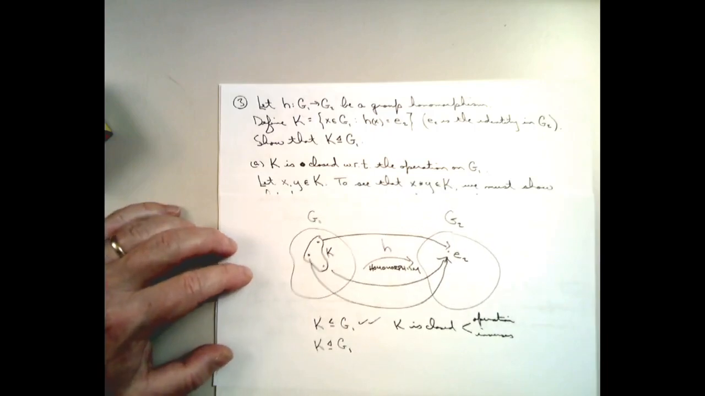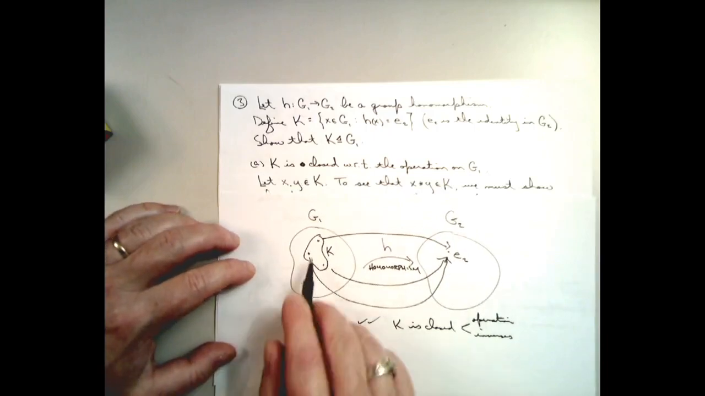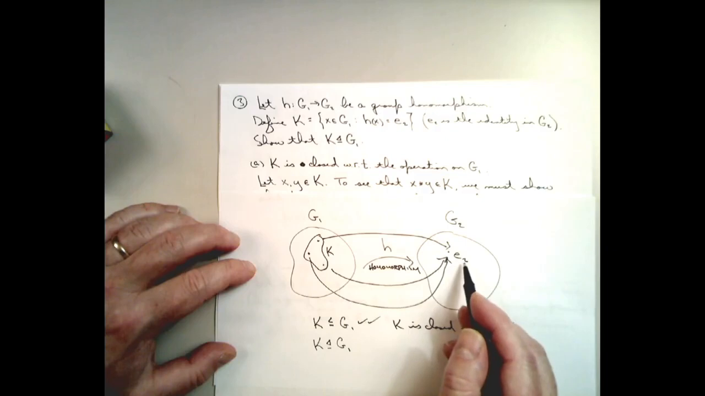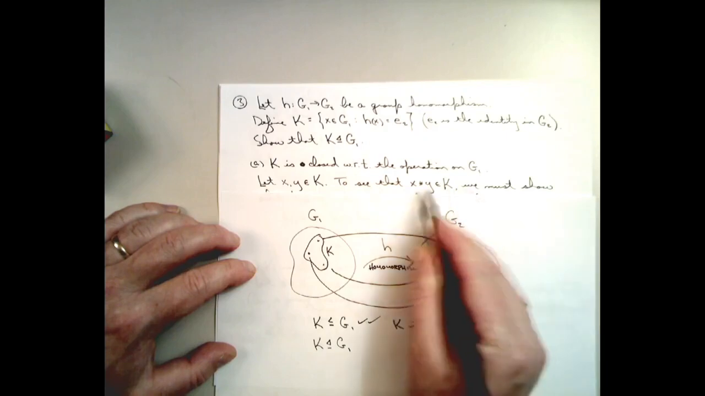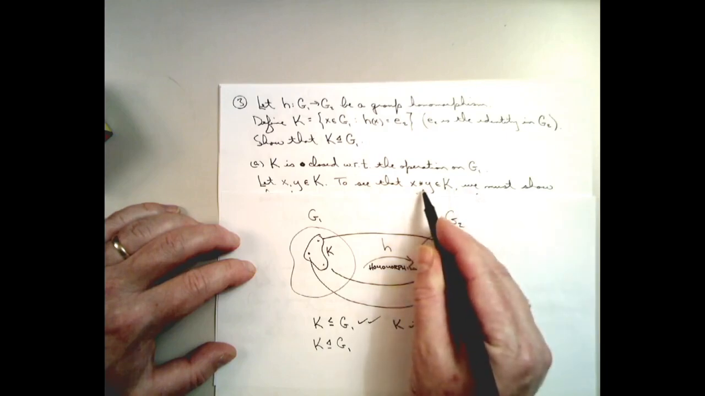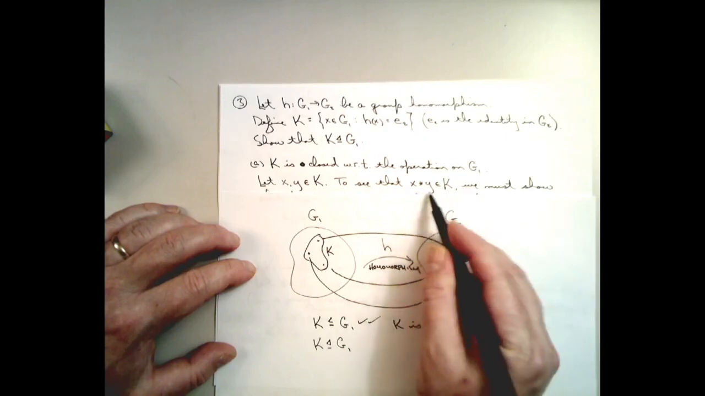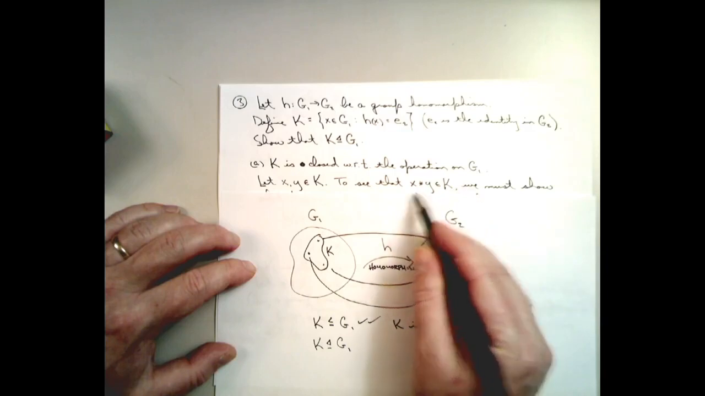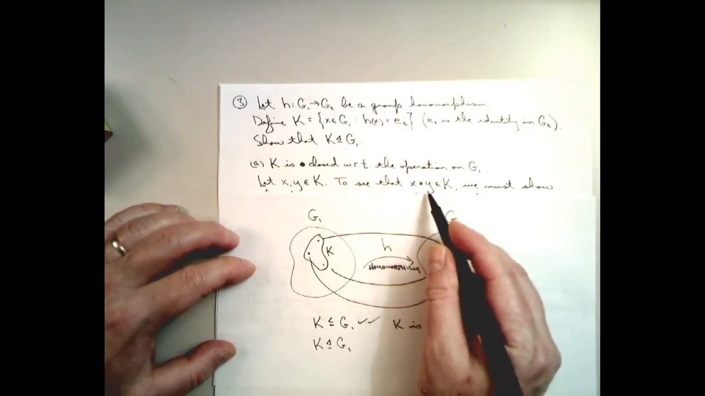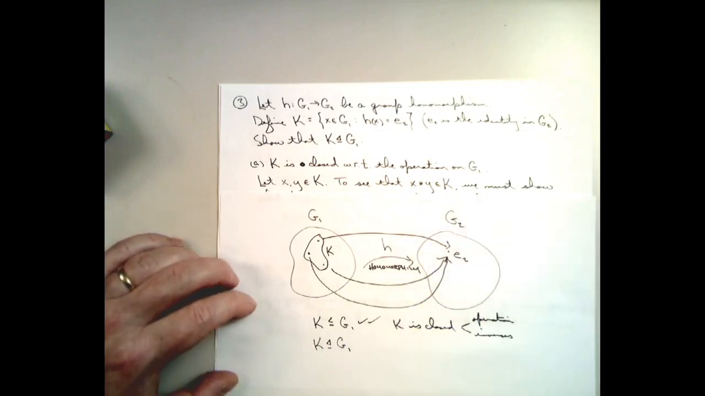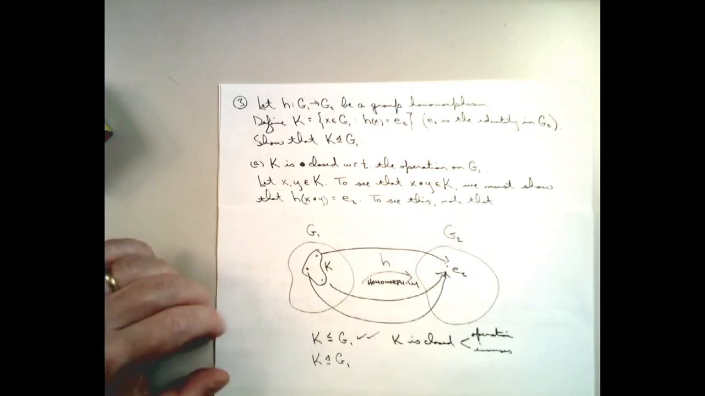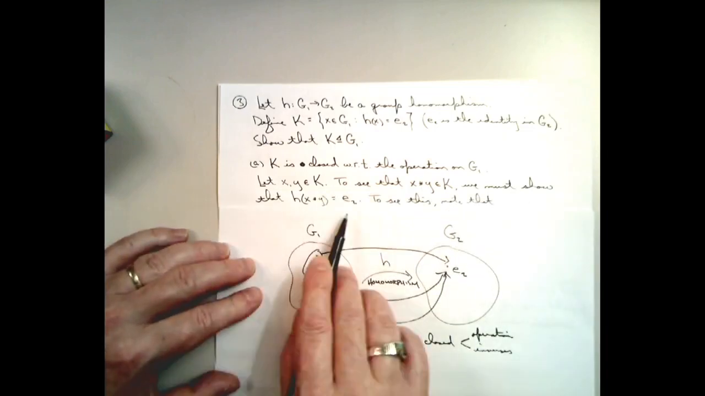So I need to pick two things out of K which vanish, two things out of K which H is going to map to the identity element, and I need to show that their product is also in K. In other words, I need to show that their product vanishes under H. I need to show that their product has an image under H that is equal to E2. So that's what we need to show.